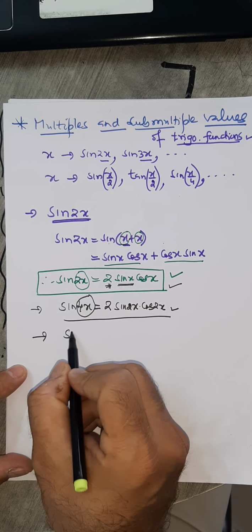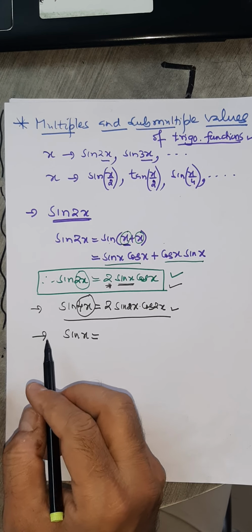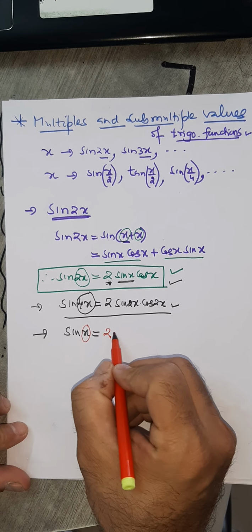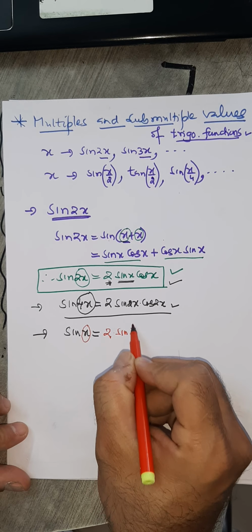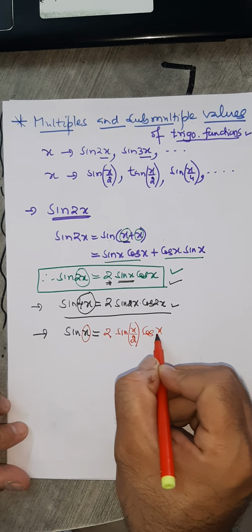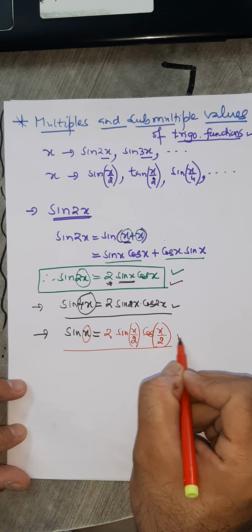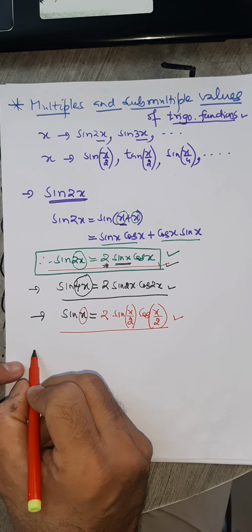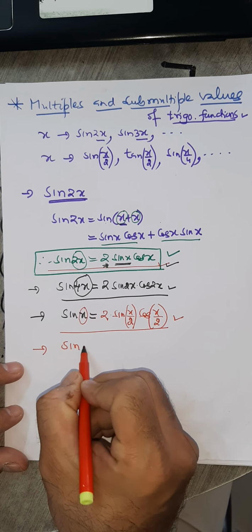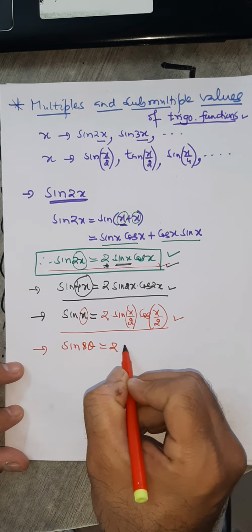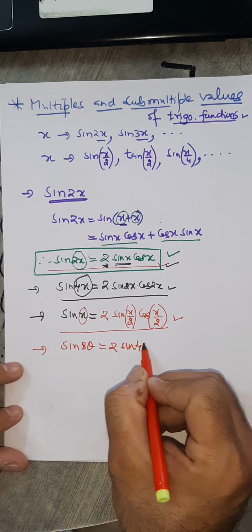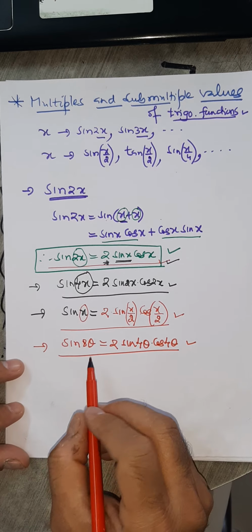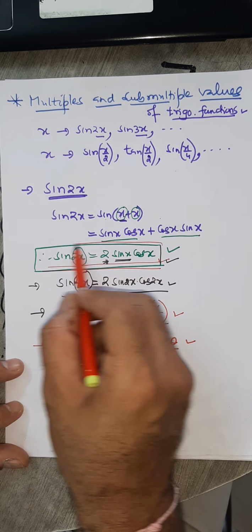I can write like this also: sine x equals, 2 is already there, and then half of this angle, that is twice sine x by 2 into cosine x by 2. This is the formula. One more. These are mainly based on this only, remember. I can write like this also. Suppose I have sine 8 theta. So I can write twice sine half of 8, which is 4 theta, into cosine of 4 theta. This way we can use. So this is one formula about sine 2x.